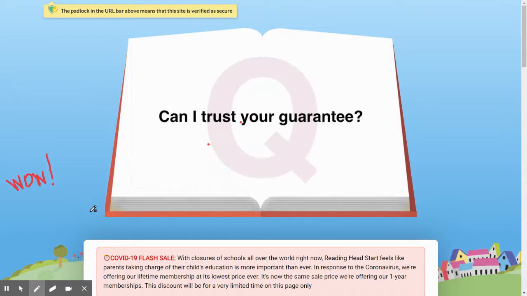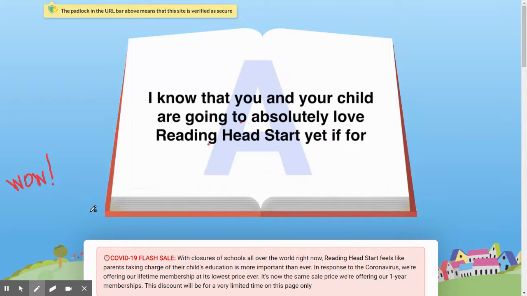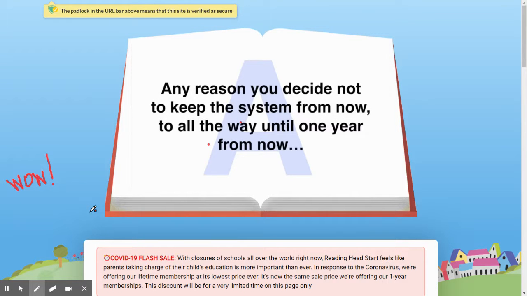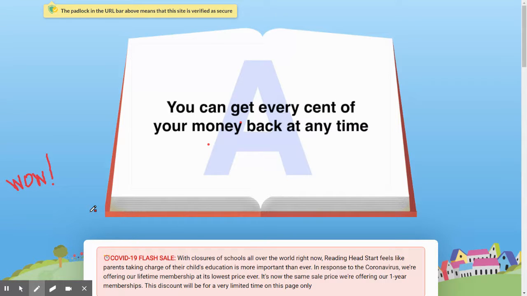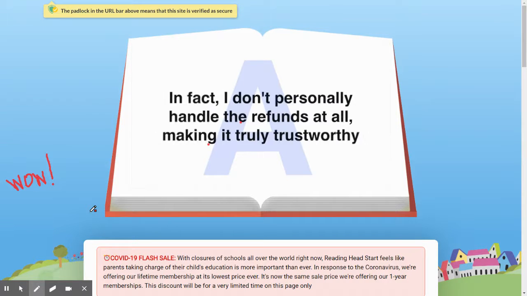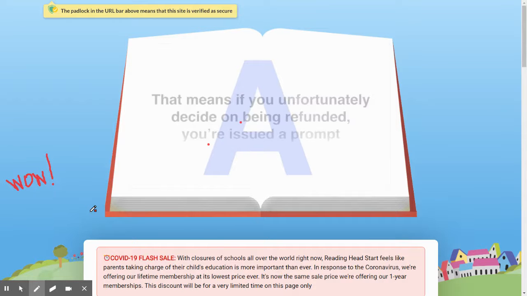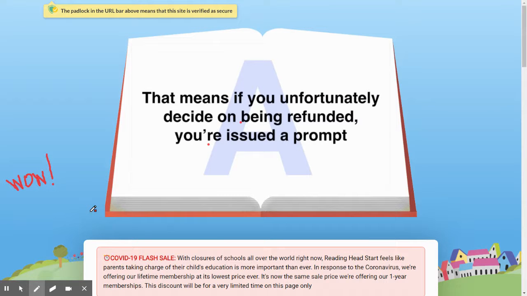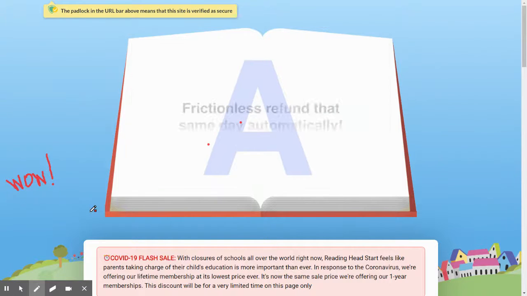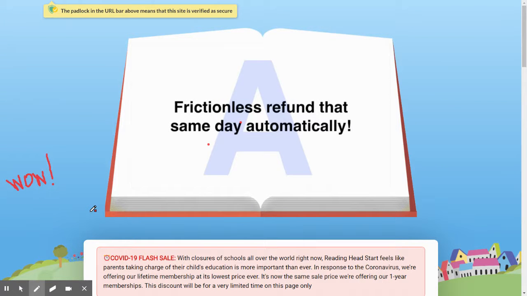Can I trust your guarantee? I know that you and your child are going to absolutely love Reading Head Start. Yet if for any reason you decide not to keep the system from now to all the way until 1 year from now, you can get every cent of your money back at any time. In fact, I don't personally handle the refunds at all, making it truly trustworthy. All credit card transactions and refunds are handled by a secure third party. That means if you unfortunately decide on being refunded, you're issued a prompt, frictionless refund that same day, automatically.